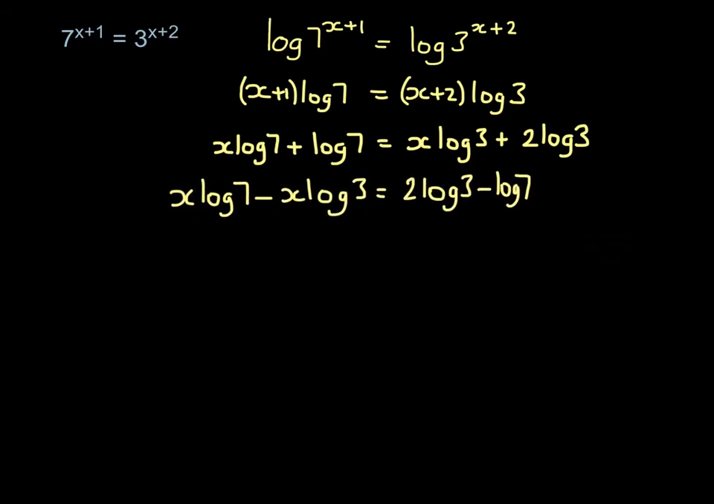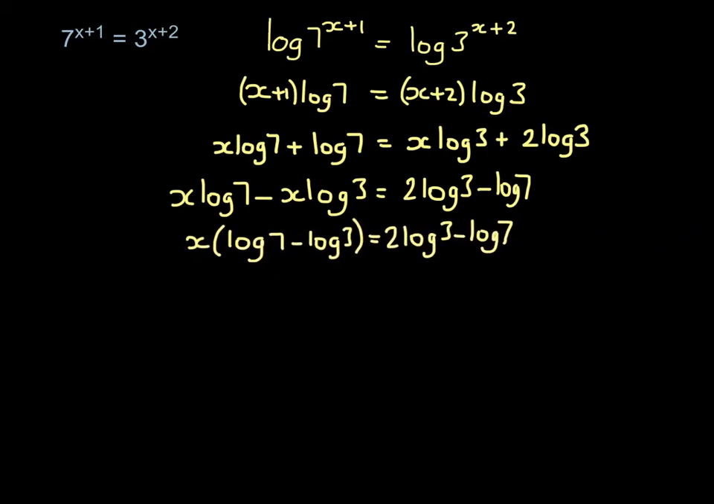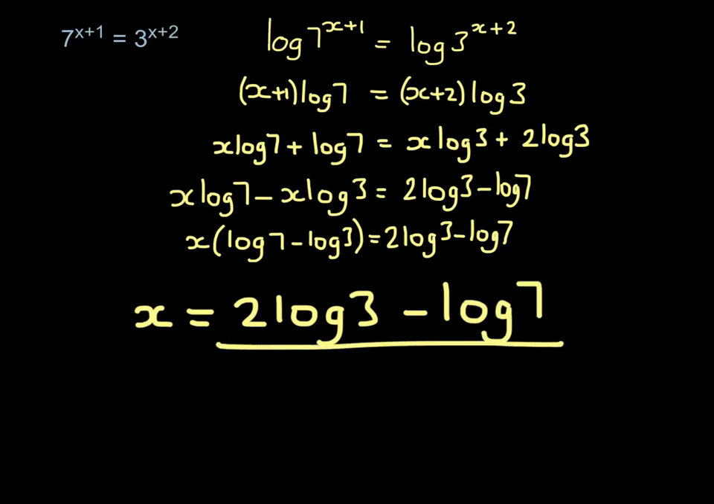Now to get that x on its own, just imagine what you would do if those were numbers. We're going to factorize it. So you've got an x common in both, so we take x out of the bracket, we'll have log 7 subtract log 3, and that's going to be equal to 2 log 3 take away log 7. Again, it still looks really complicated, but we're going to let our calculator do all the work for us at the end. So x is going to be, I'm going to divide both sides by log 7 minus log 3. So that gives me 2 log 3 minus log 7 all over log 7 minus log 3.